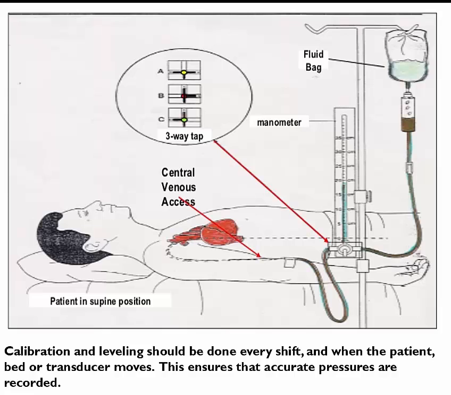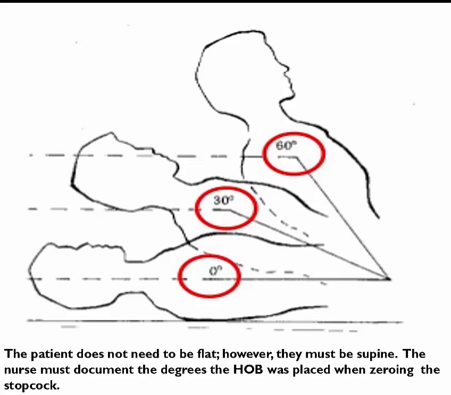Calibration and leveling should be done every shift and when the patient, bed, or transducer moves. This ensures that accurate pressures are recorded. The patient does not need to be flat, however they must be supine. The nurse must document the degrees the head of the bed was placed when zeroing the stopcock.